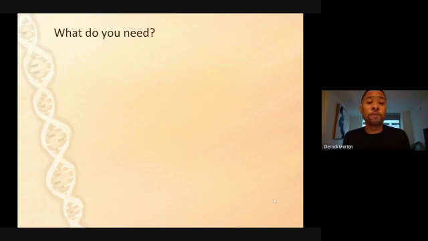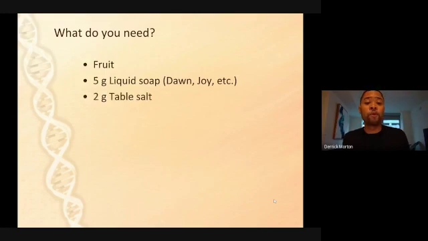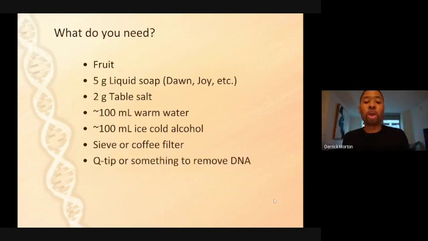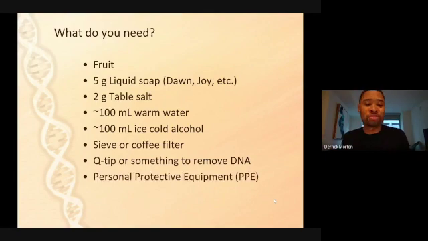And so now what do you need? So we have our fruit, we have our liquid detergent, we have our table salt, we have our warm water, about 100 milliliters of warm water, we have our ice cold alcohol, and then we have our sieve or our coffee filter. And then we also have something to remove the DNA, something like a Q-tip or some type of wooden kind of toothpick, if you will, to remove the DNA. And then also we have our personal protective equipment. So everybody should be wearing our mask anyway, but you also should have gloves and if needed, some eye protection.